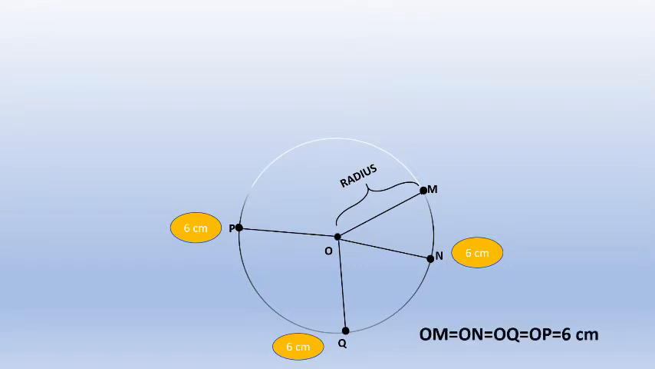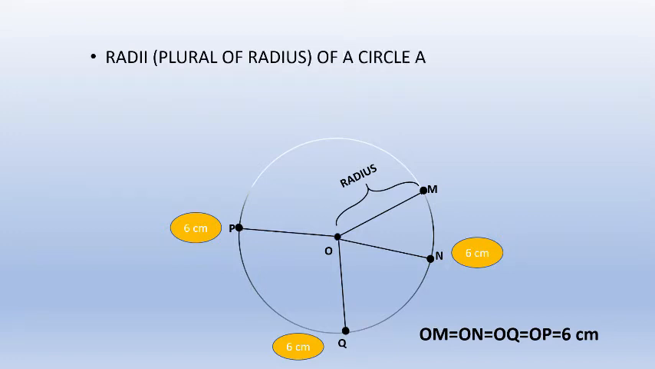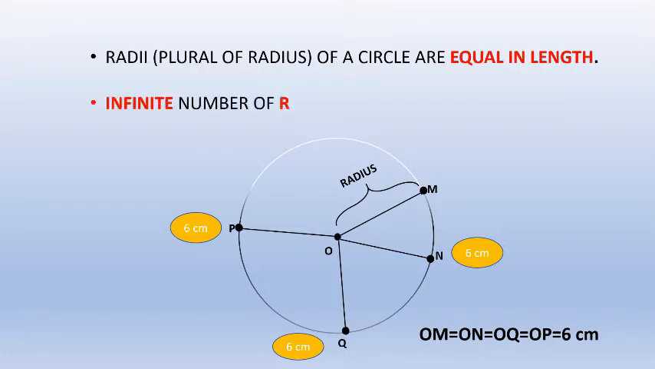Now what is radii? Radii is basically the plural word for radius, and the radii of a circle are equal in length, and we can draw an infinite number of radii in a circle. I hope you have understood.